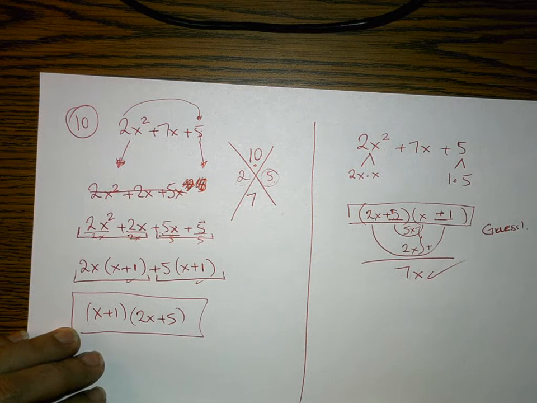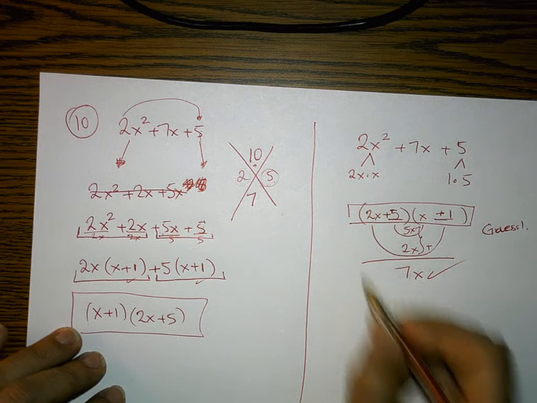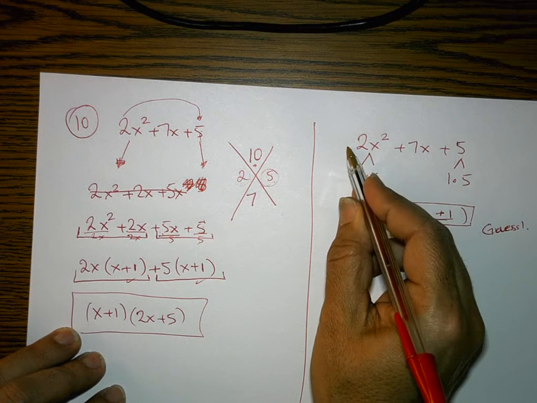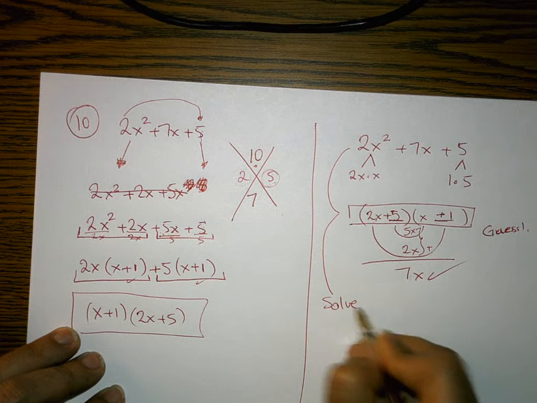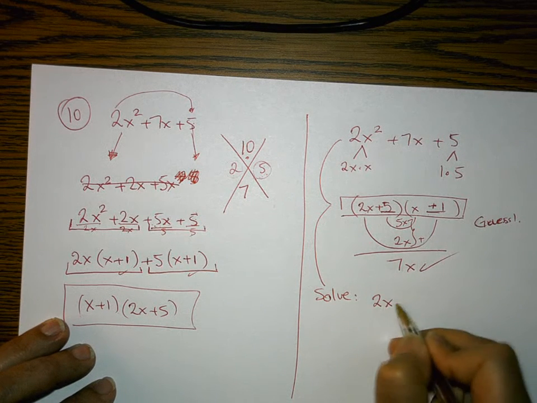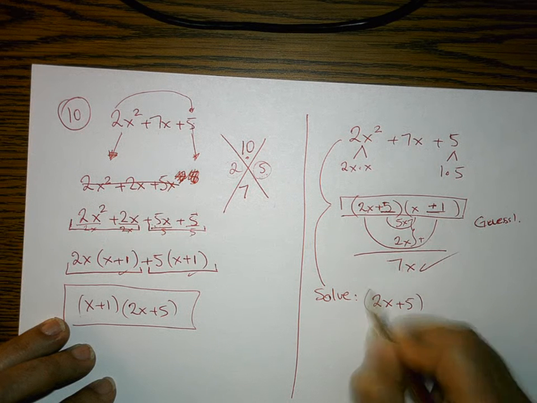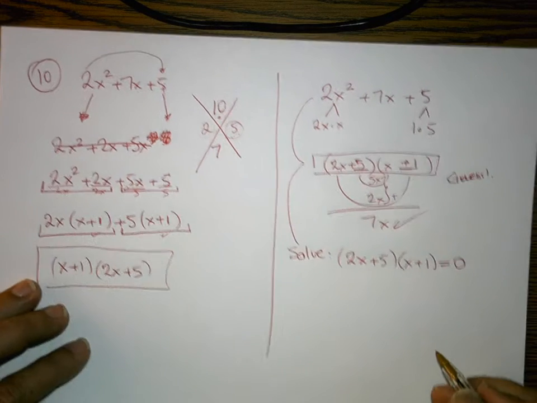Now, to solve it, you did all the hard work to actually get to finding the factors. Once you finish finding the factors, now you just need to solve it. Okay, so let's go ahead and solve it. I found the factors 2x plus 5 and x plus 1. To solve it, I set it equal to 0. Okay, that's the easiest part. You set it equal to 0.